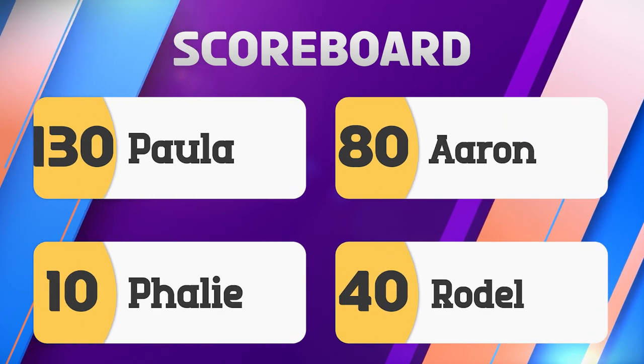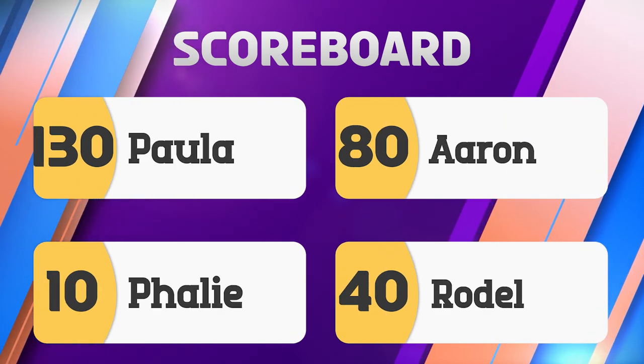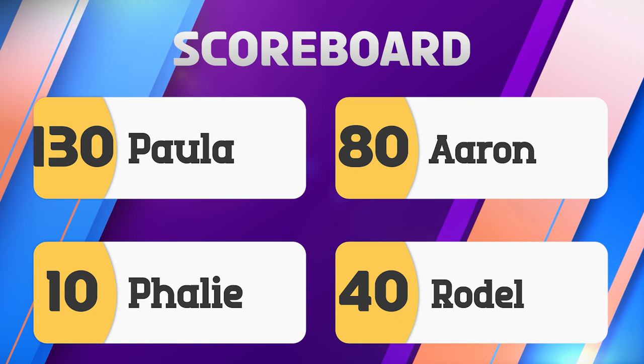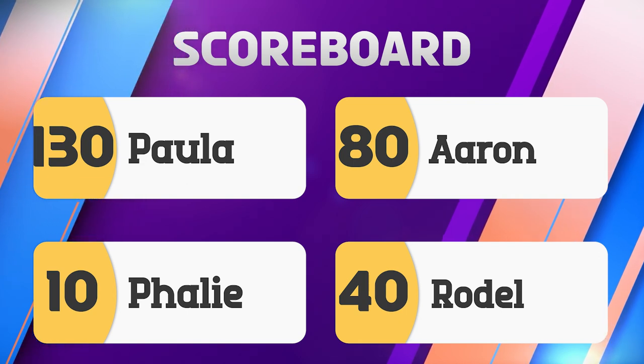Back. Points recap muna tayo. Leading si Paula with 130 points, followed by Aaron, 80 points, Rodel, 40 points, and Fally, 10 points. Pwede pang humabol yung iba, no? Oo, kasi meron pa tayong third and last round, eh. Correct. So we'll find out kung makakahabol pa silang lahat, no?